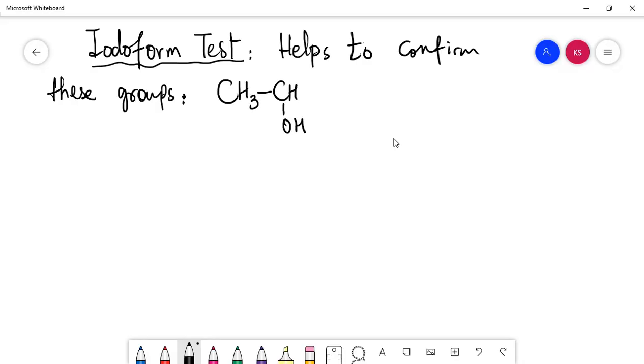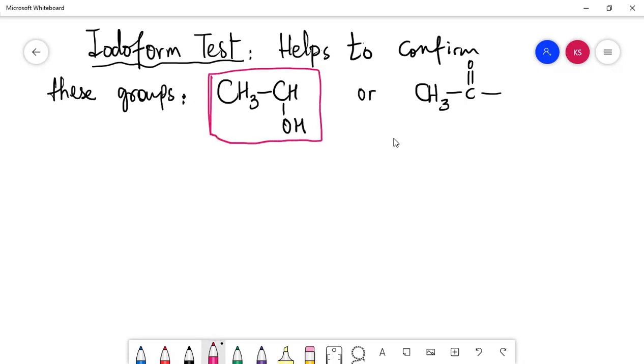That is this and or this CH3 C double bond O. So if any compound has this arrangement present in it or this arrangement, then that compound will give a positive iodoform test. Like you could see that this is a secondary alcohol arrangement, CHOH ke saath CH3, and this arrangement is present typically in ketones and aldehydes, etc. So if a compound has one of these two arrangements, then it would give a positive iodoform test.